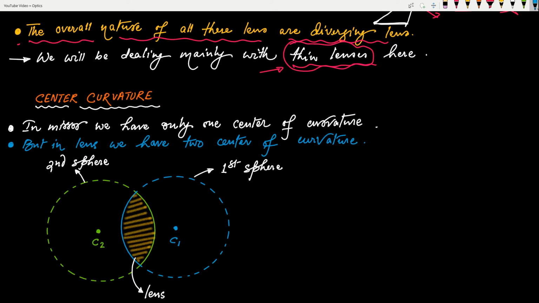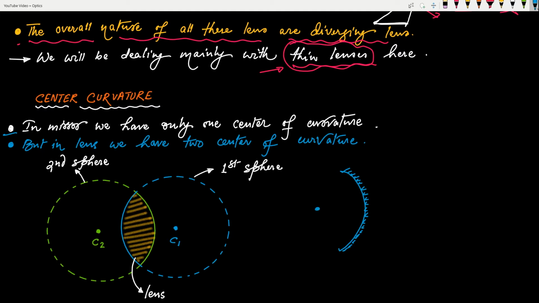Okay, now let's look into the first term, that is center of curvature, and the concept is the same as that we have learnt in mirror, but there is a subtle or minor difference between the center of curvature in mirror and the center of curvature in lenses. In mirror we have only one center of curvature, as I've written down here, because in mirror there was only one spherical surface, isn't it? This was one sphere, so we got only one center of curvature.